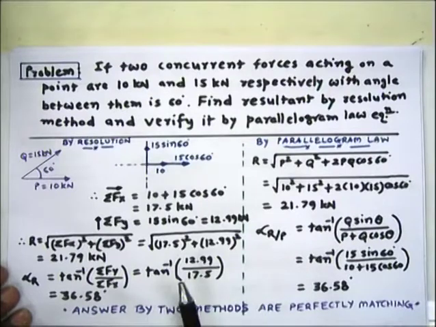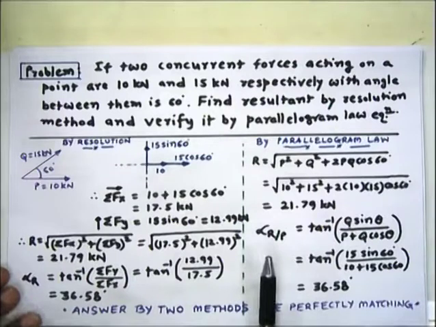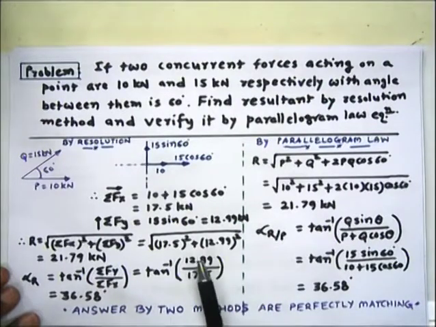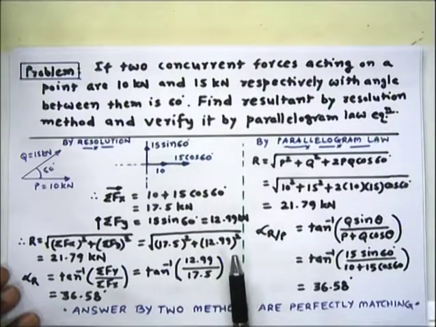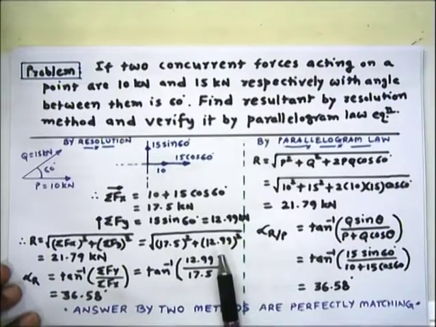So values calculated by resolution method or parallelogram law method will give exactly the same values, but mostly when two concurrent forces case is given and you are asked to find out resultant force, then it is convenient to use parallelogram law compared to resolution method. Otherwise we can use any method. So this is how this problem can be solved.